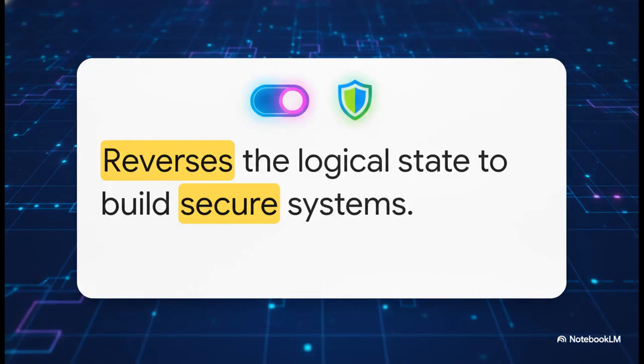Then we have the NOT operator. This one simply reverses the logical state. If a condition is true, NOT makes it false. Why is this useful? Well, it's a completely crucial tool for validating user inputs and building secure systems. For instance, in cybersecurity, you might write logic that says, if this is not a recognized IP address, trigger a fraud alert. It's an incredibly powerful way to look for the absence of something.